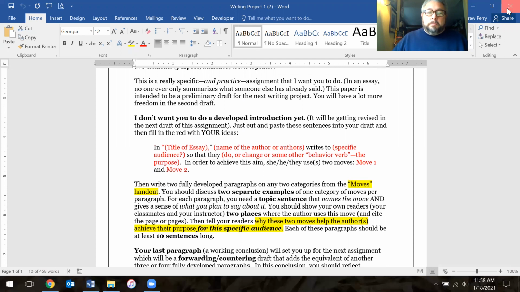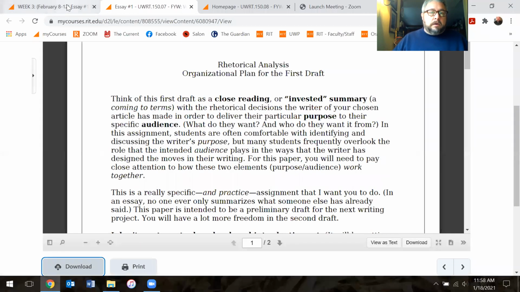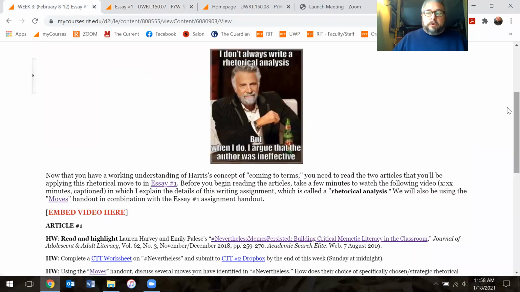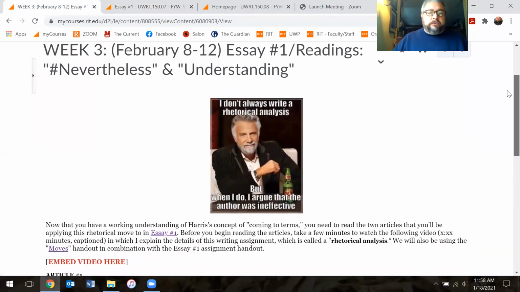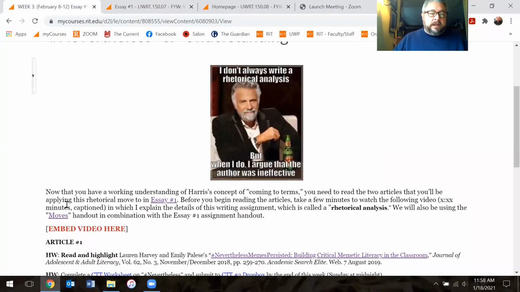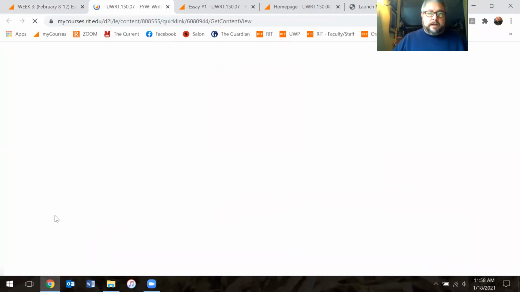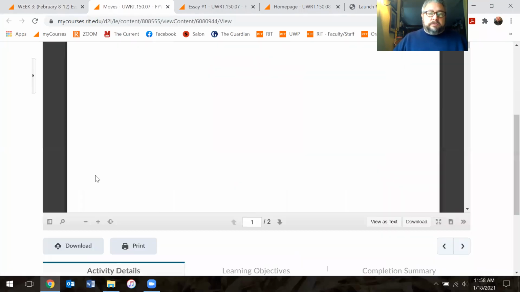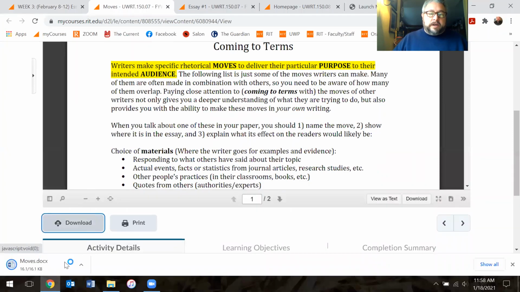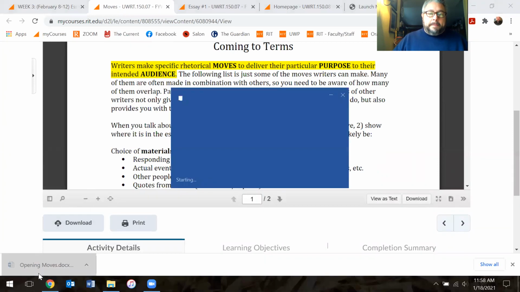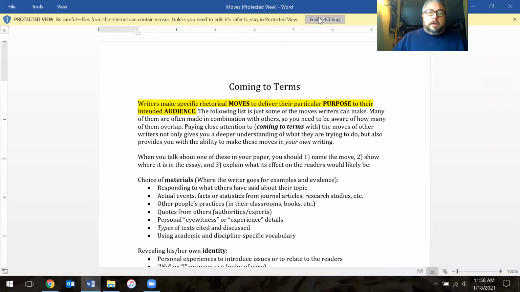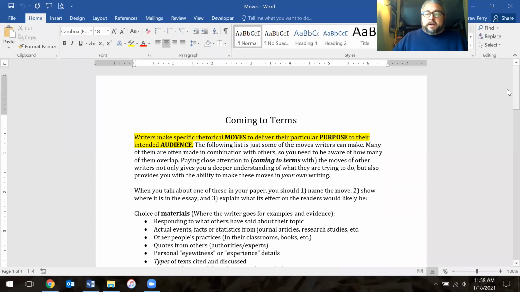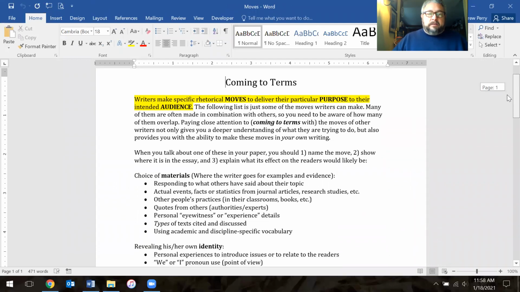Let's jump to the moves handout that I mentioned a minute ago. So let's go back to today in this week in my courses, and there is a link right here to the moves handout. And I am going to download this also as a Word document. And there we go. So again, I'm not going to read this entire thing to you. I'm just going to hit the highlights here.